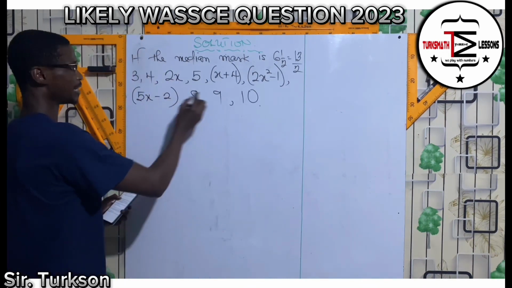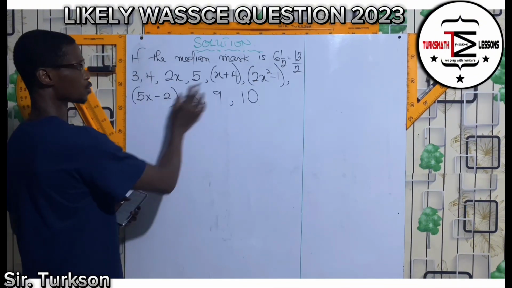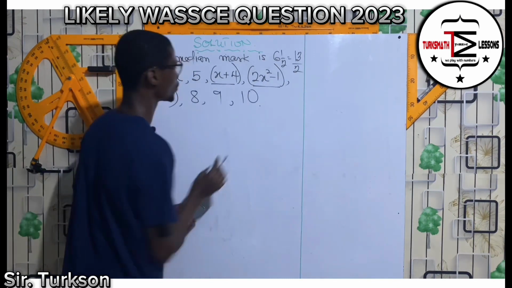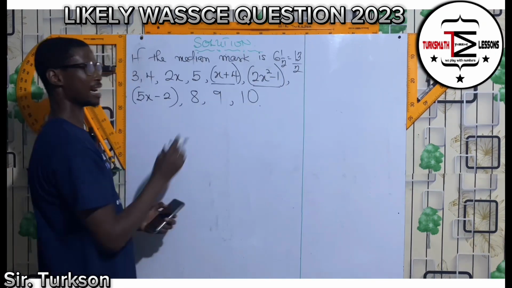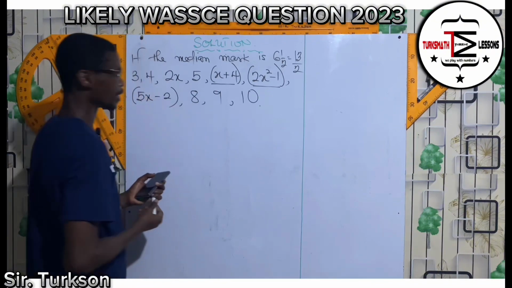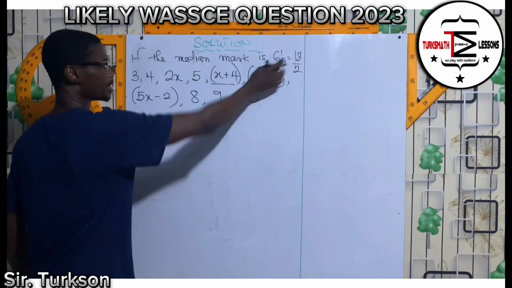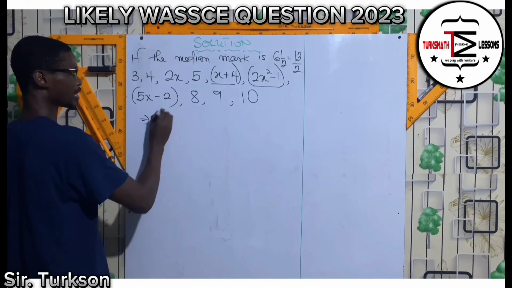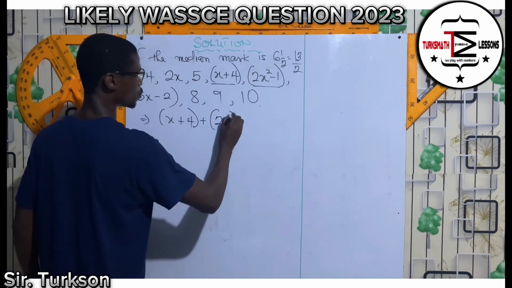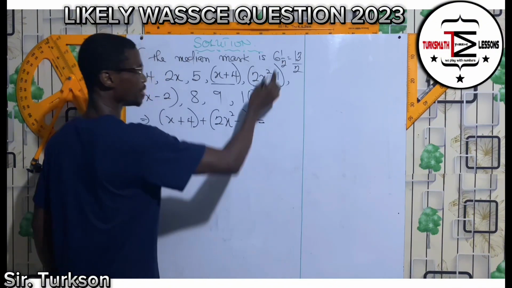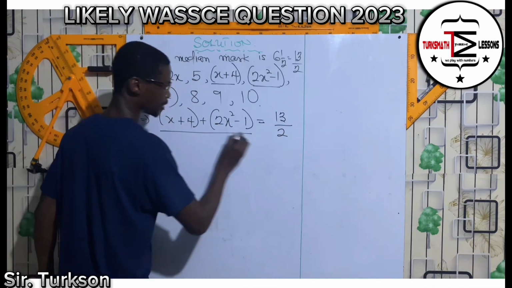The median marks here are (x + 4) and (2x² − 1). What was our median mark given? How do you find the median when it is 2 numbers? You say (x + 4) plus (2x² − 1) over 2 equals the median mark given, which was 13 over 2.